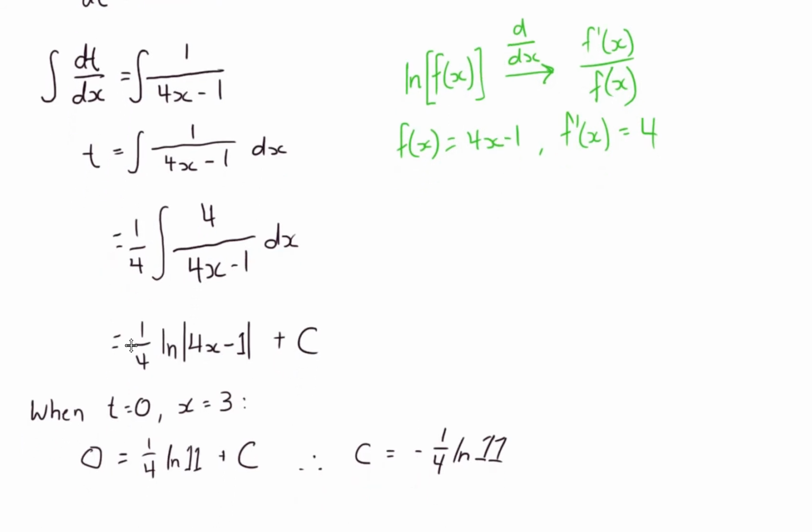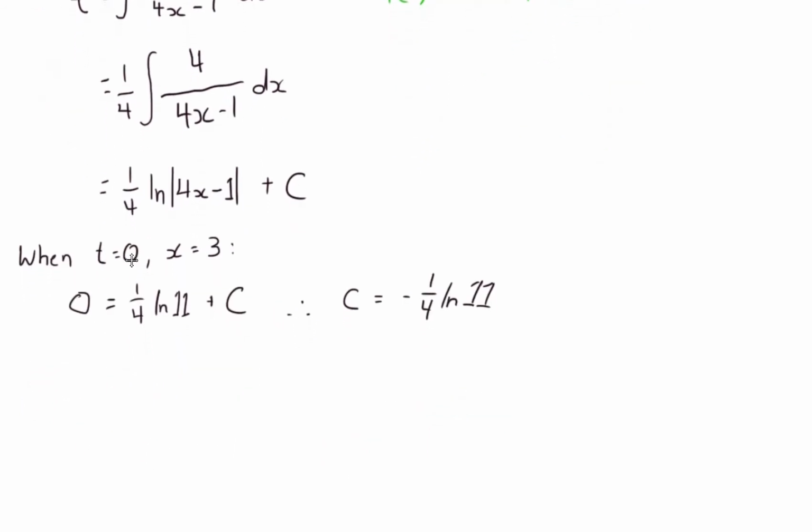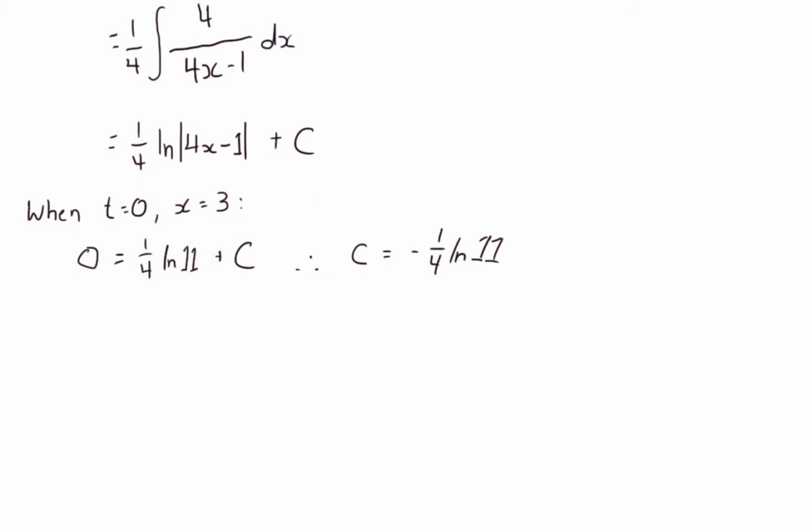Alright, so let's rewrite our equation now, updated. So t is equal to 1/4 ln of 4x minus 1 plus this constant, which we know is actually a negative. So plus this negative value, minus 1/4 ln of 11.